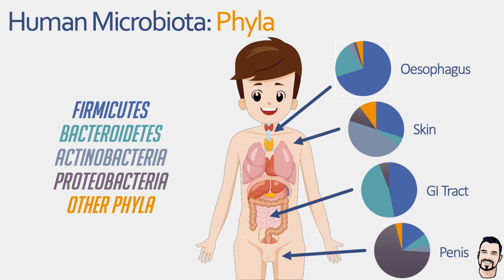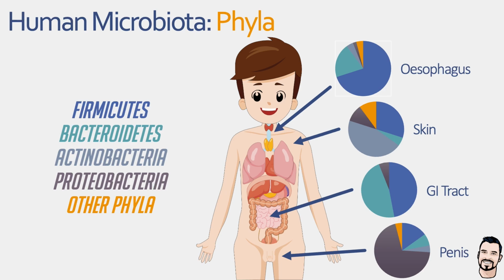And finally, the male urogenital tract is dominated by proteobacteria, a stark difference to the firmicutes which dominate the female urogenital tract. Now, when we look at higher taxonomic levels, like the phyla we can see here, the microbiota are quite similar between people in terms of composition and abundance. However, at lower levels, so when we start getting down to the species level, there's a lot more variation between two individuals.